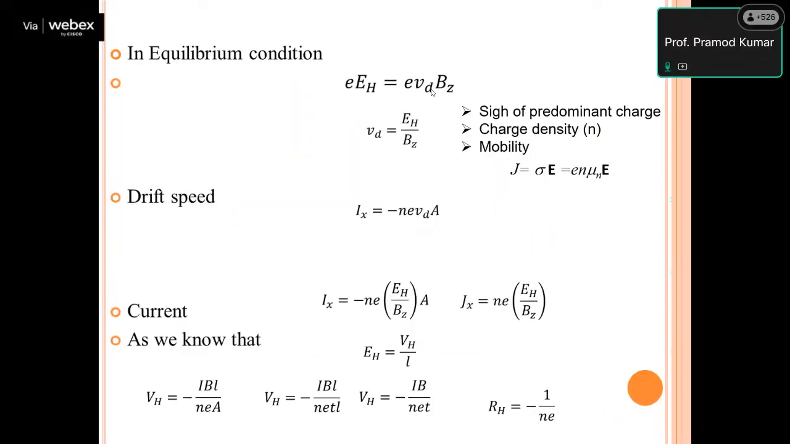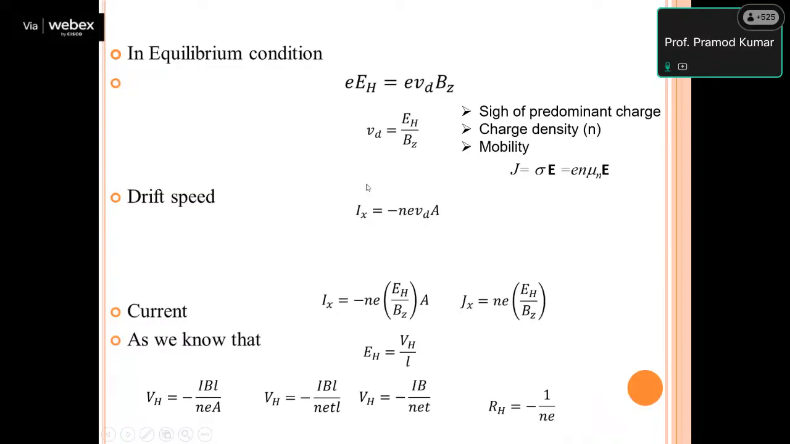So we can easily understand this Hall effect at equilibrium condition. The Lorentz force is F equal to minus qE plus qvB. In equilibrium condition, these two forces are equal: magnetic force equal to electric force. Here e is the charge of the electron, E_H is the electric field, v_d is the drift velocity generated due to the electric field and magnetic field, and B_z is the applied magnetic field along the z-axis.